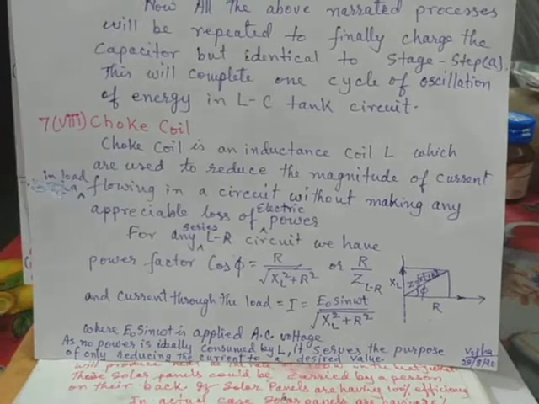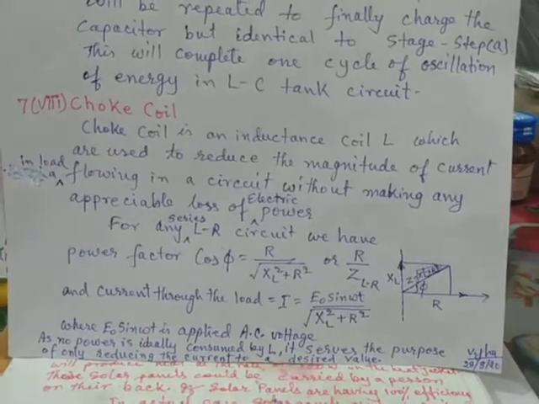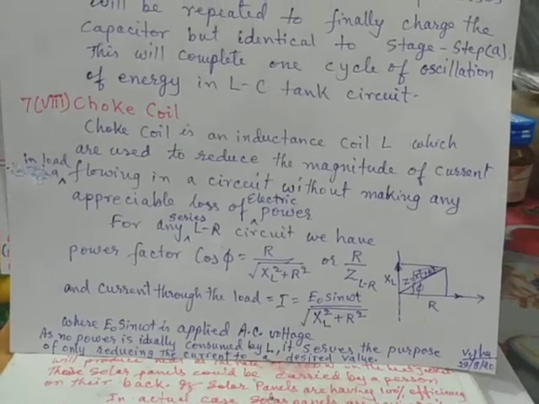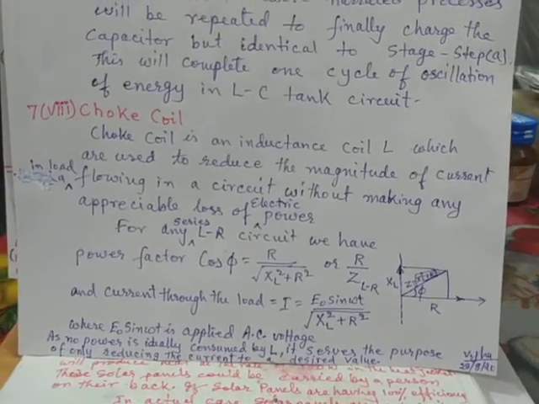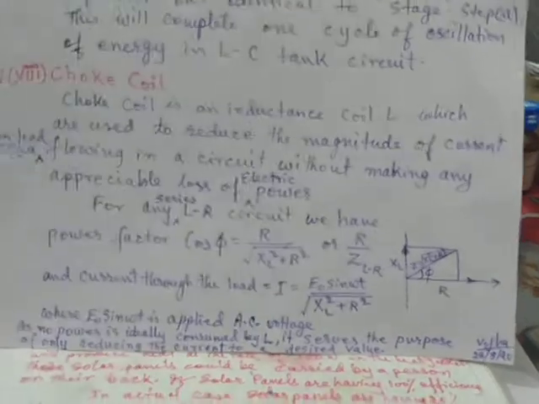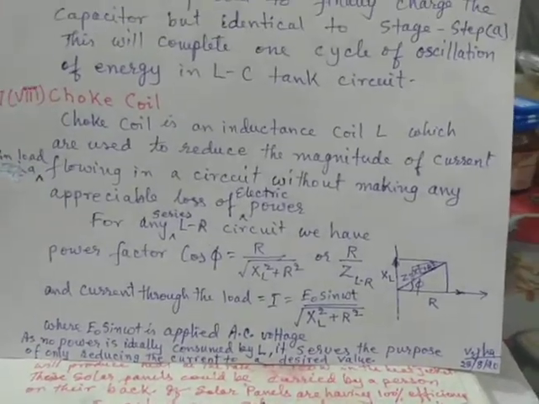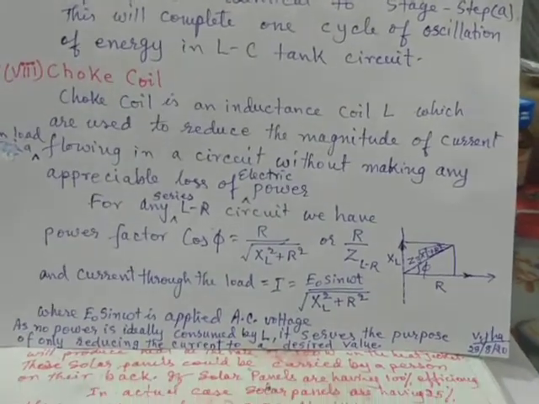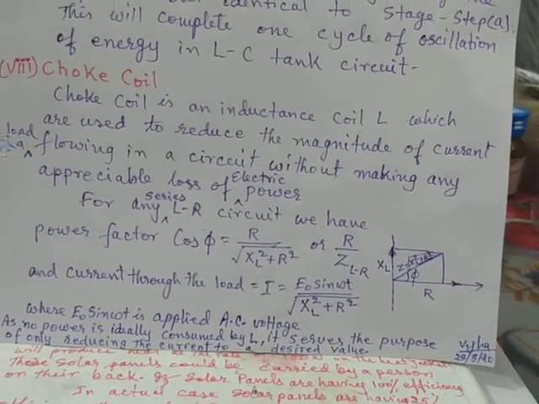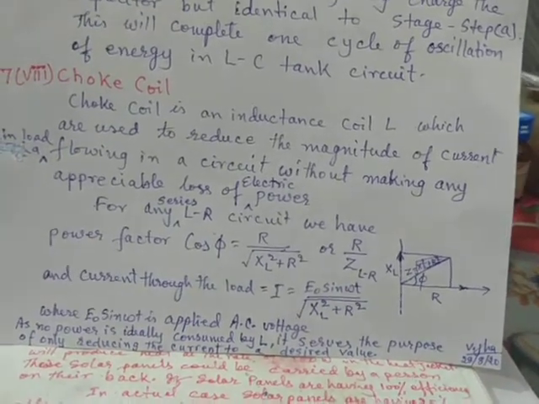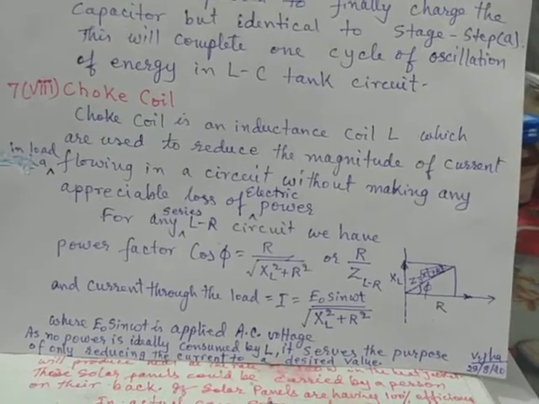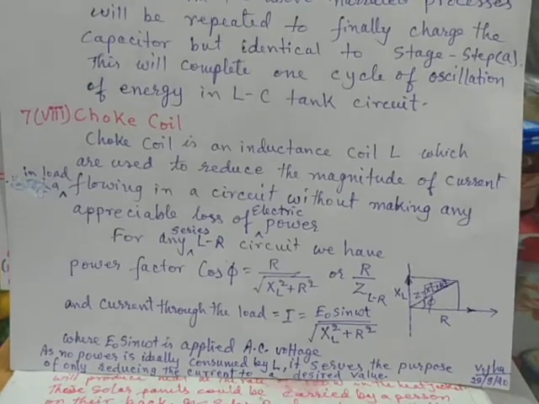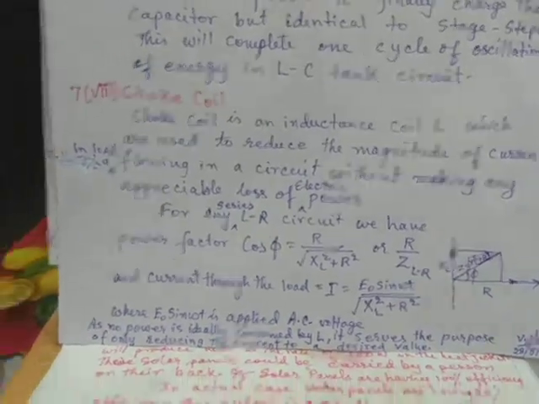So here you see, if you increase the value of XL, then the power consumed will be 0, and that means the current in the circuit, I equals E0 sin omega t upon the square root of XL square plus R square, gives a lower value of current if XL is higher. So this is how we control the current in the circuit, and it was very frequently used in tube lights, but it has so many other applications.